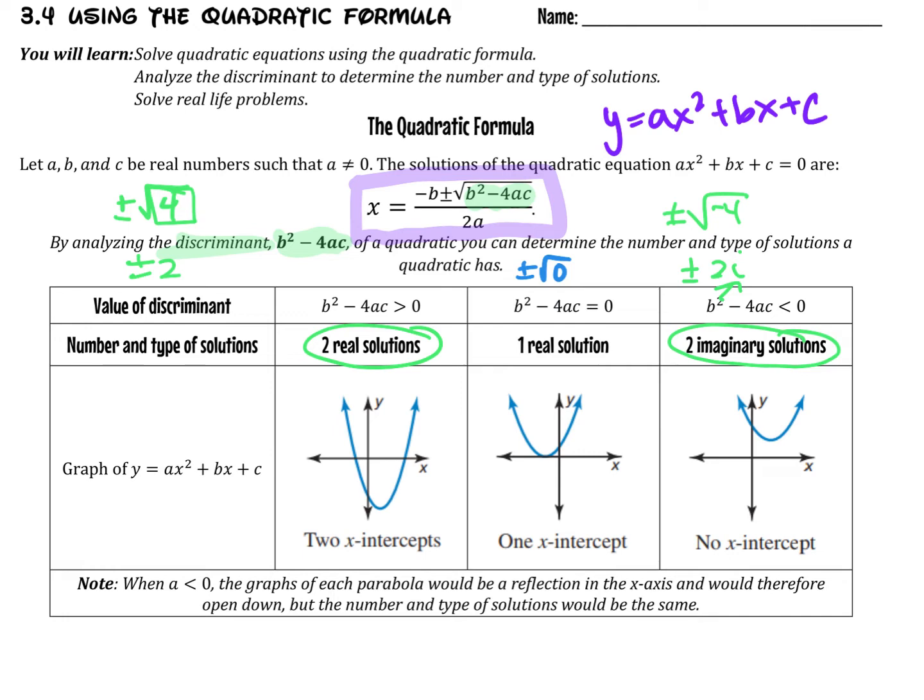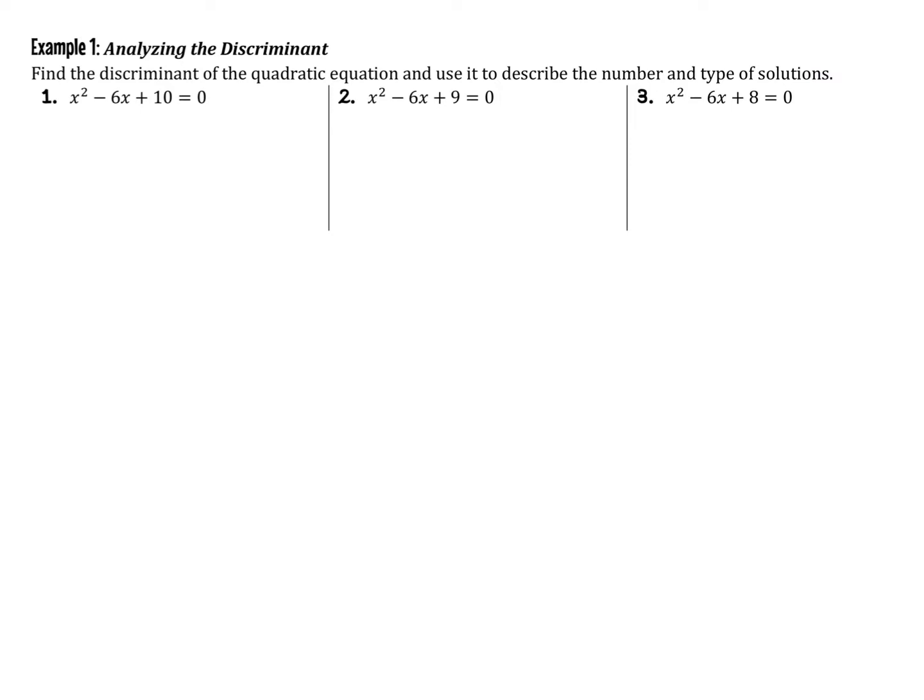So that means we're only going to have one real solution. So it's important not just to identify how many solutions there are, but what types of solutions there are based on what's happening inside that radical. Let's look at some examples of using the discriminant.